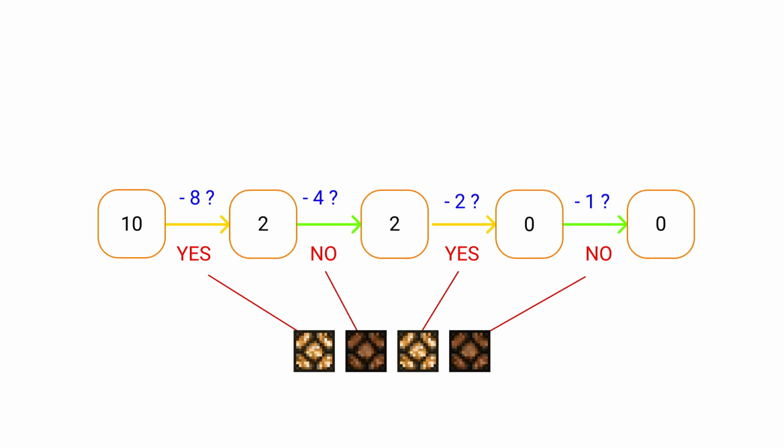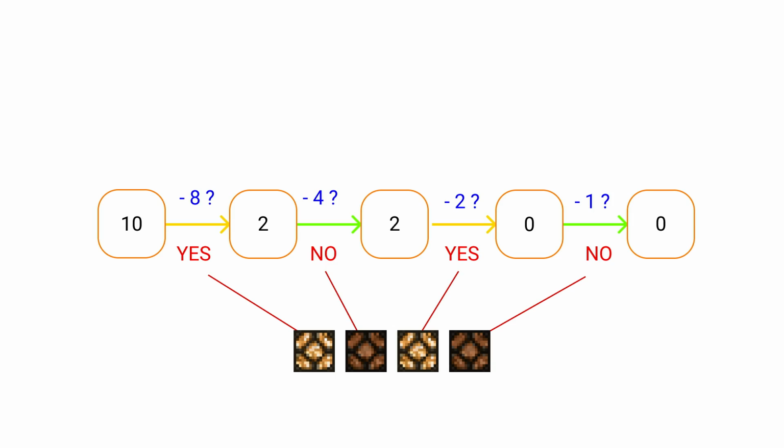So for example, let's take 10. 10, can we subtract 8? Yes, of course. So the first digit from the left will be 1, or a lamp on. So 10 minus 8 makes 2. Okay, 2, can we subtract 4? No, we can't. It will become a negative number otherwise, and here we work with positive ones. So 0. 2, can we subtract 2? Yes, we can subtract 2. We get 0. Well, 2 minus 2 equals 0. So the lamp is on and we have 0.